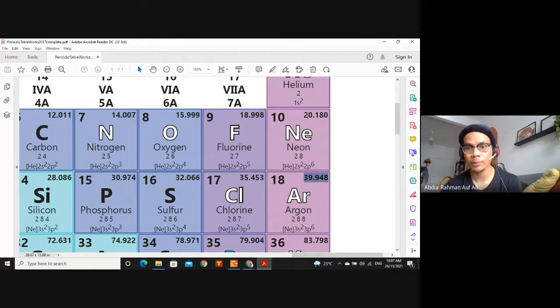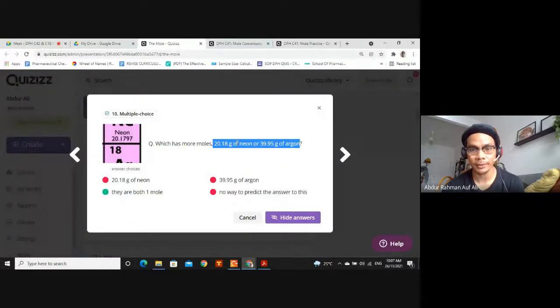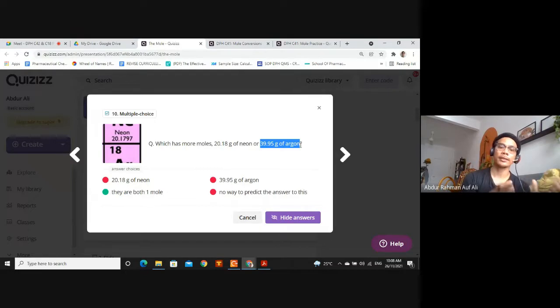Because if you refer to the periodic table, the amount of 1 mole of neon is 20.18. And the amount for 1 mole of argon is 39.948, which is the values yang dia bagi dekat sini. 20.18 is the mass of 1 mole for neon. Dan 39.95 adalah mass untuk 1 mole of argon. So that's why jawapannya adalah they are both 1 mole.